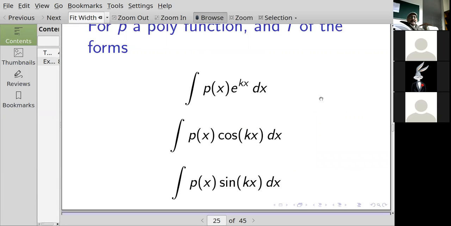Okay, so once again, you've got a polynomial times an exponential, a polynomial times a cosine, a polynomial times a sine. Always let u be the polynomial part. Then apply integration by parts as many times as is required. So that's guaranteed to eventually end, right?